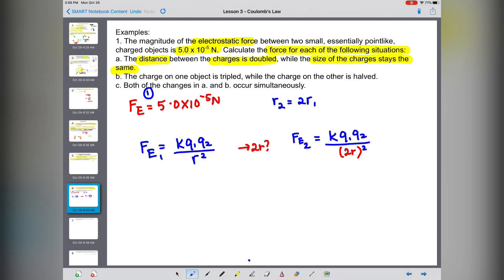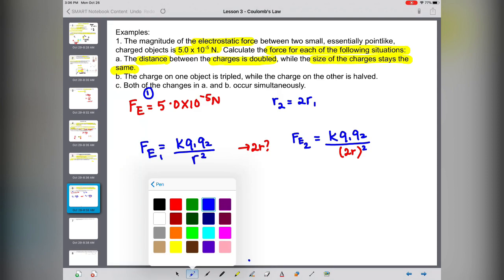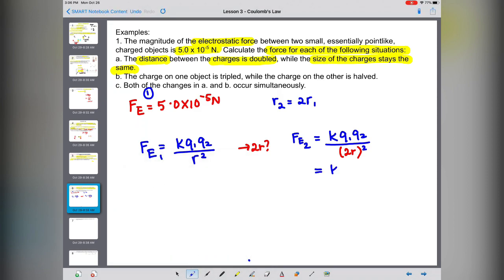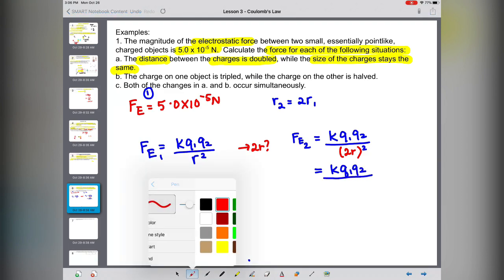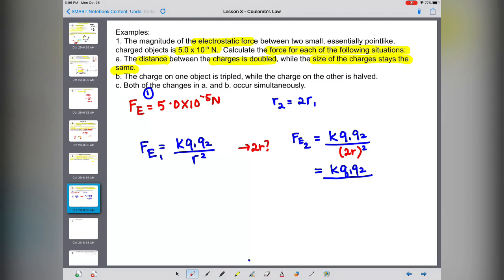Okay, so when I do that, let's do the math and compare the original to the final. I have F equals kQ1Q2 over, instead of 2r squared, 4r squared. Now I'm going to block off the original one. Do you see how these two are exactly the same? And I know that all of these equal 5 times 10 to the negative 5.